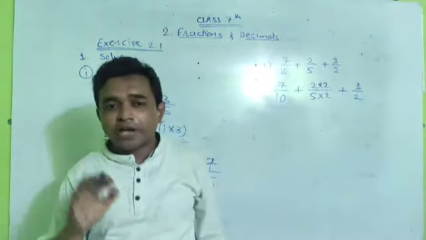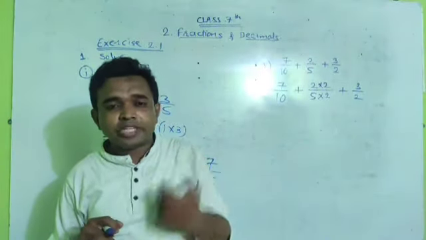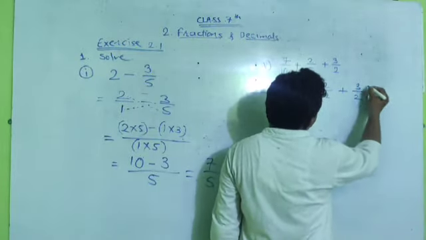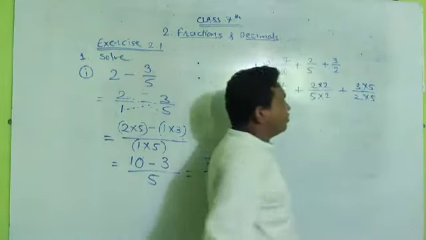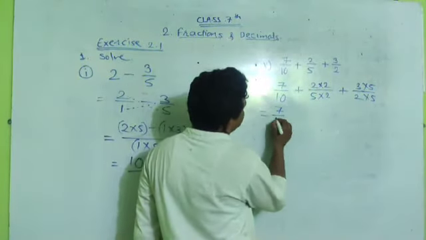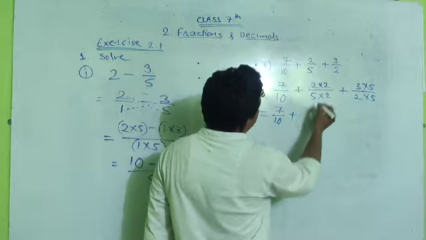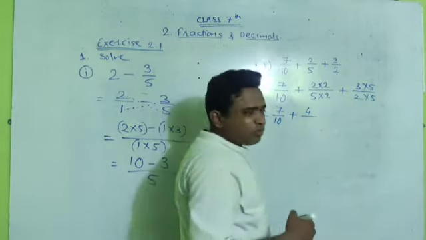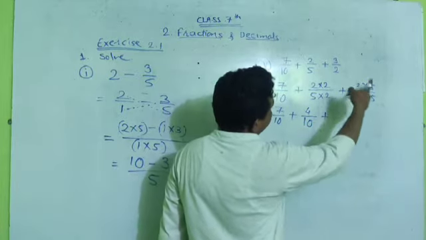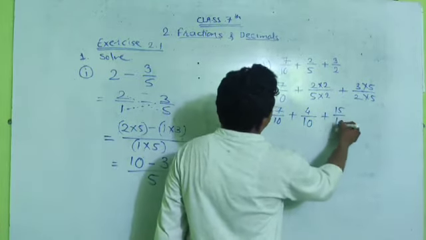Now the denominator is 2. We have to convert it into 10. To convert 2 into 10, we have to multiply by 5. Then the same 5 is multiplied to the numerator, that is the 3. Okay students, so now here we get 7 upon 10 plus 2 into 2, not 22, it is 4. 2 into 2, 4 upon 10 plus 3 into 5, 15 upon 10.